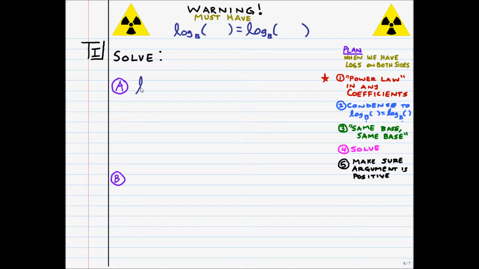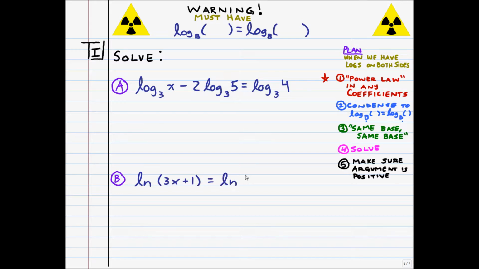So what do we have? Let's go with a hardish one first. Okay, so there's one equation. That's A. And then B. Let's go with this guy. And there's B. So I would like you to solve these 2 equations.